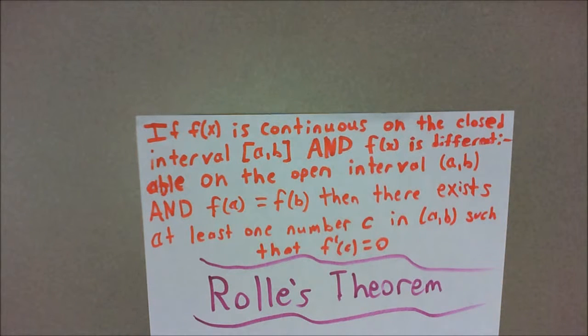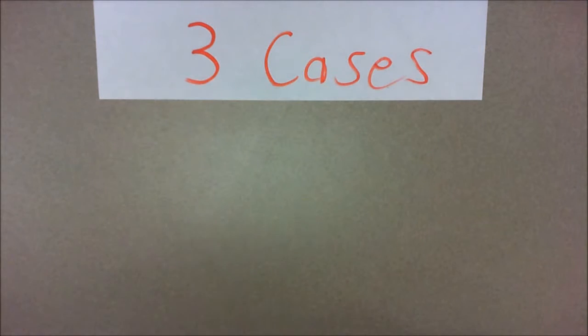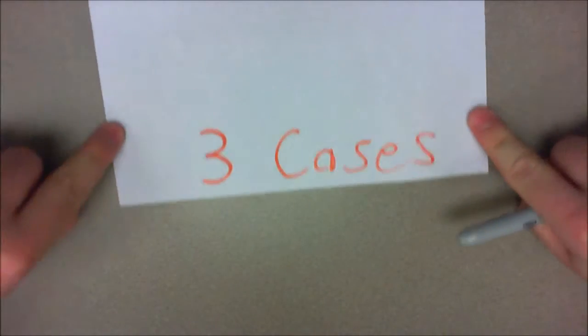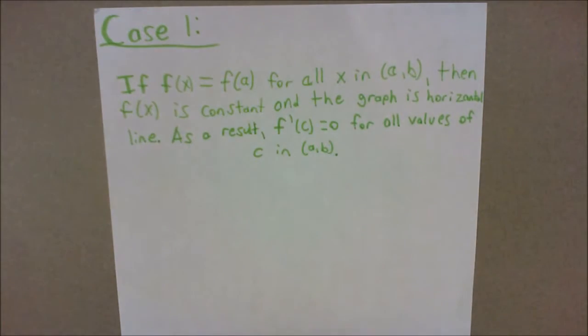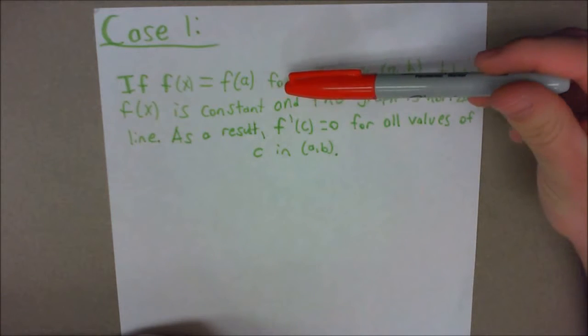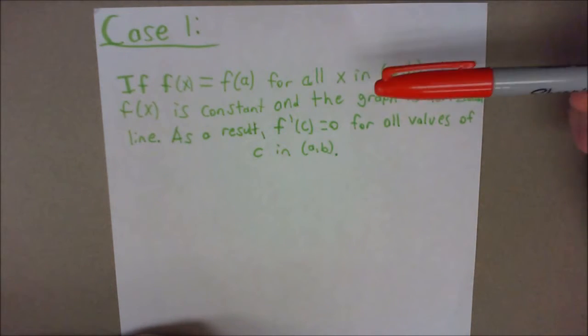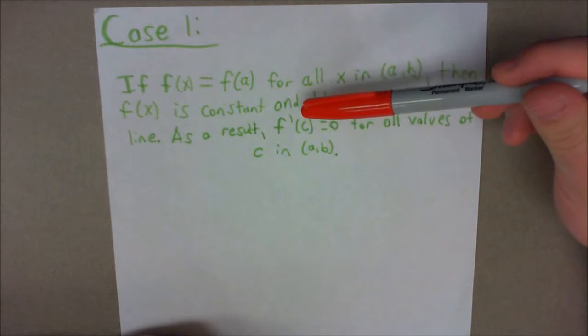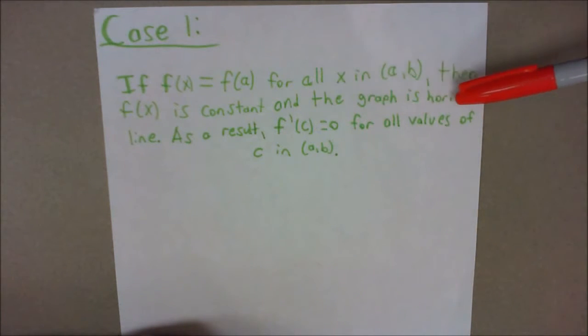And we're going to prove that by showing three cases. First case being where f of x is equal to f of a and f of b. The second case is where f of x has some point greater than f of a, and the third case is where f of x has some point less than f of a. So for the first case, if f of x is equal to f of a for all x in the interval a to b, then f of x is constant, meaning that the graph is a horizontal line. As a result, the derivative f prime of c is equal to 0 for all values of c in a to b.